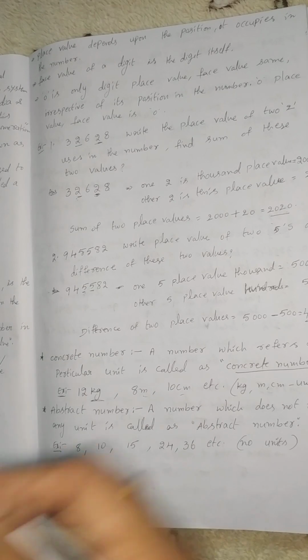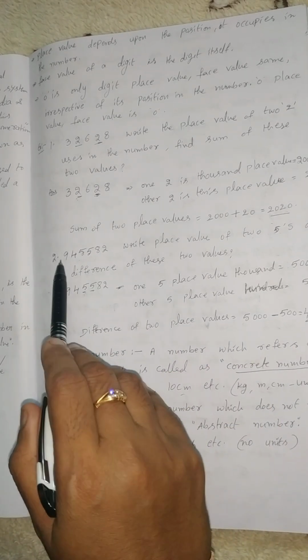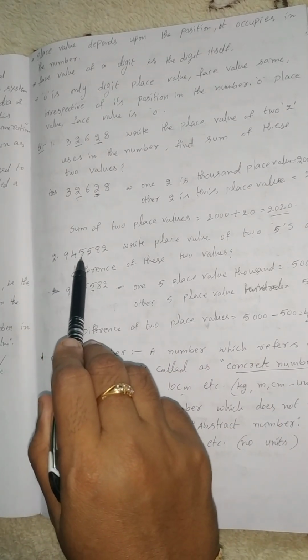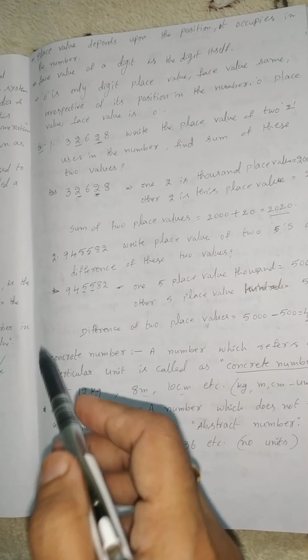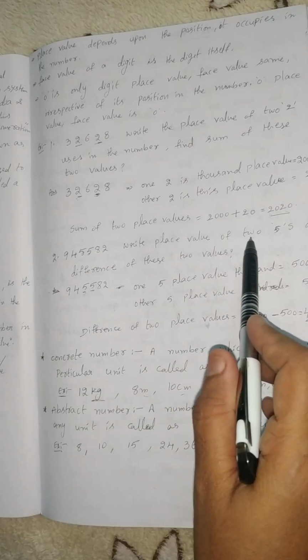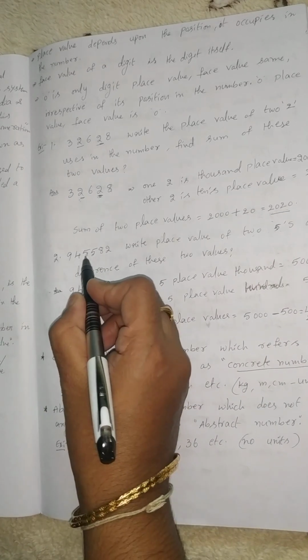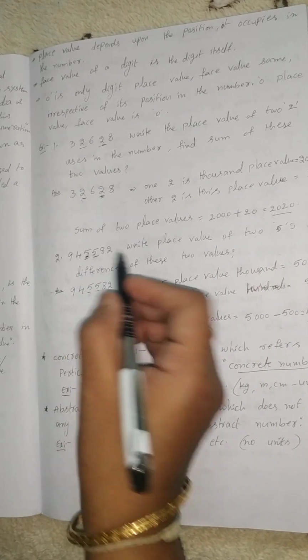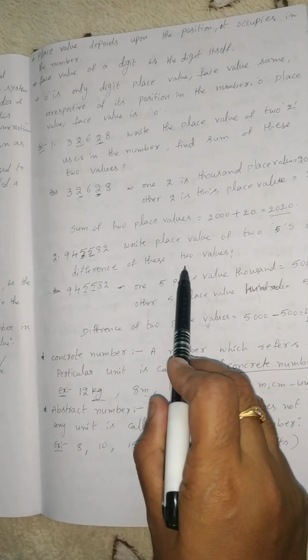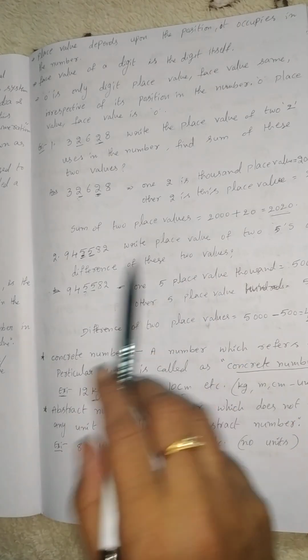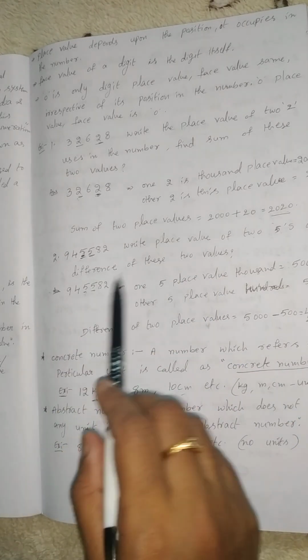Okay, right. We will discuss another problem. 945582. Write the place value of the two 5s and the difference of these two values. Okay, we will write the problem.